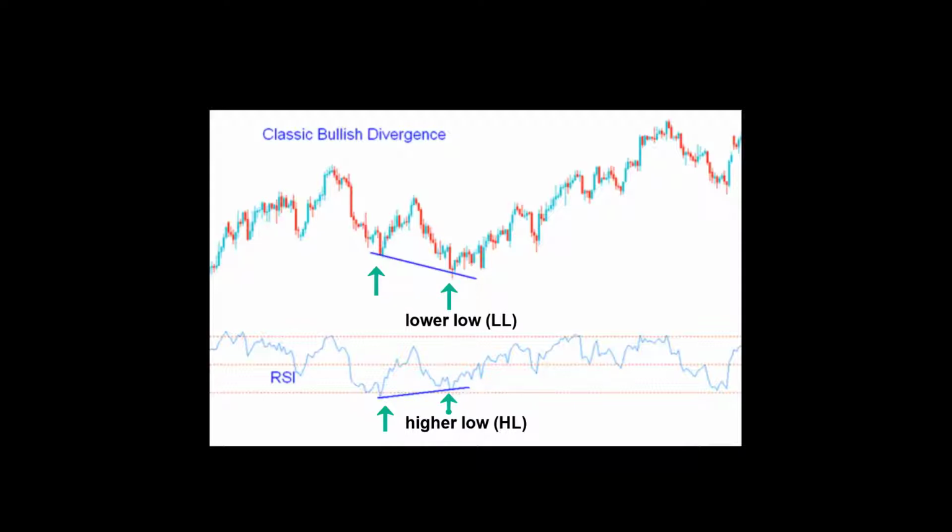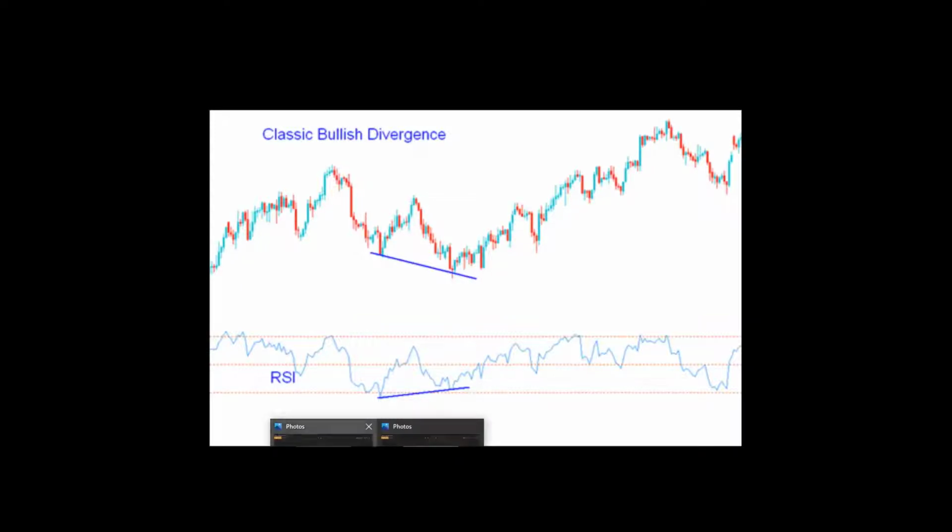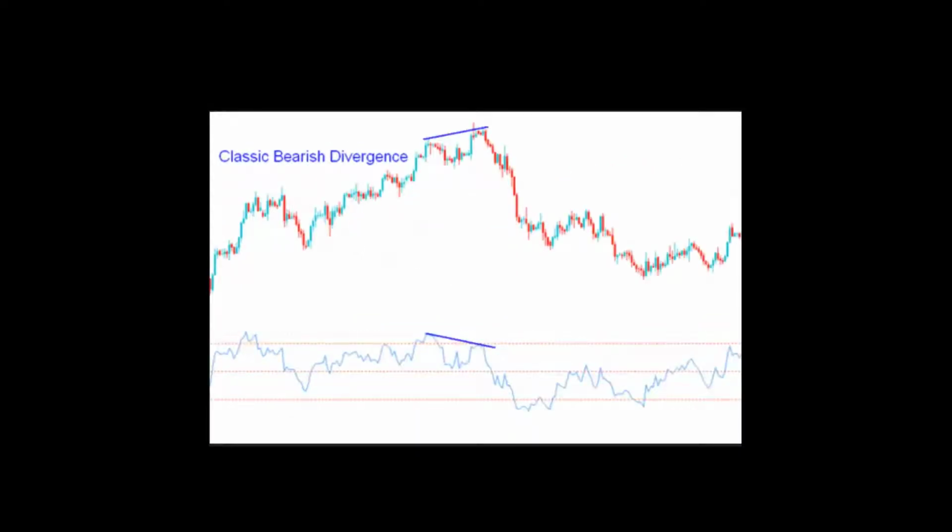So this is often used as a reversal indicator. If the trend has been going down and you start to see this type of divergence, then you may want to consider the possibility that the trend might change. Now, this is a bullish scenario. If we look at the bearish scenario, it's the opposite.